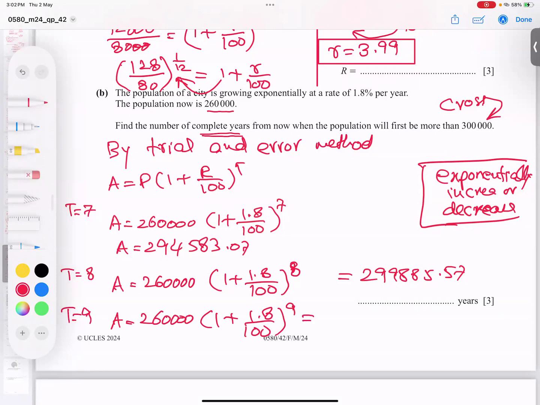Okay, student, when I check 9, what answer is coming? 305,283.51. So this is the number that crosses for the first time. So it is the time, 9 years. So T is equal to the number of years, T. So T is equal to 9 years.